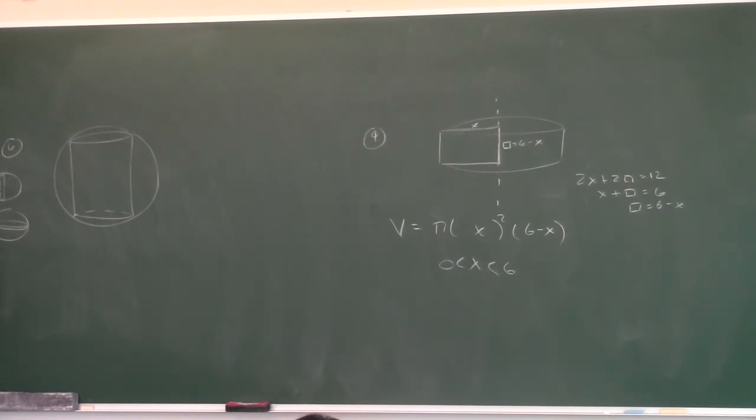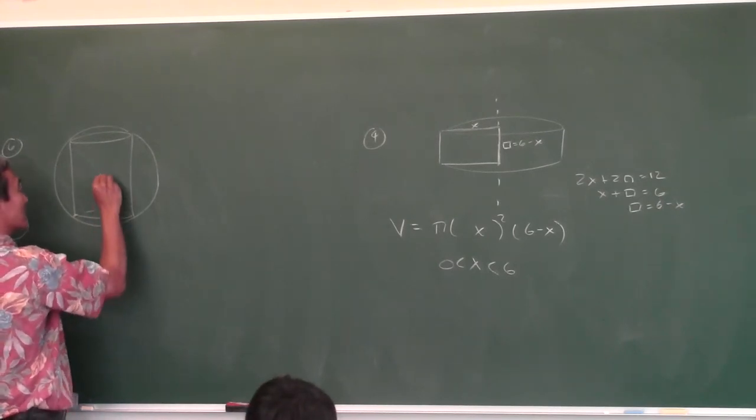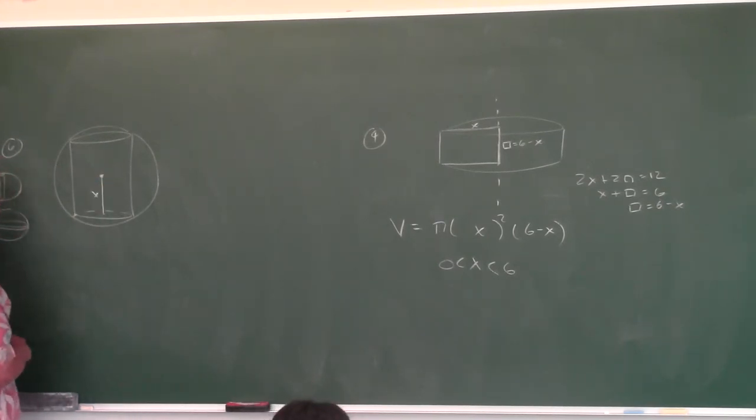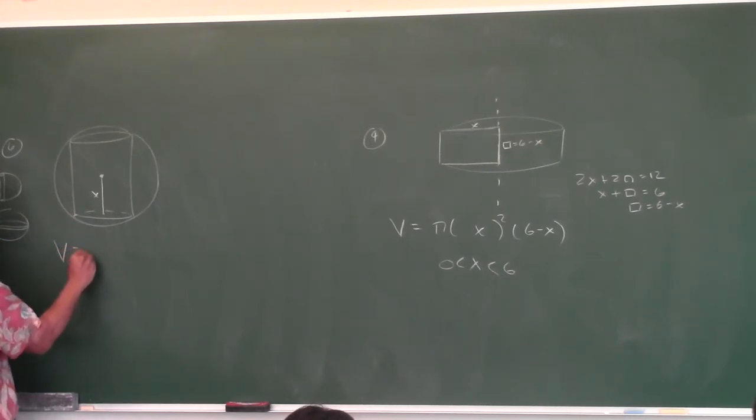You know what I'm talking about? Okay, so what does it say to do? X represents the distance between the center of the sphere and the base of the cylinder. So x is here, this is x. So write the volume of the cylinder as a function of x, because we want to maximize the volume.